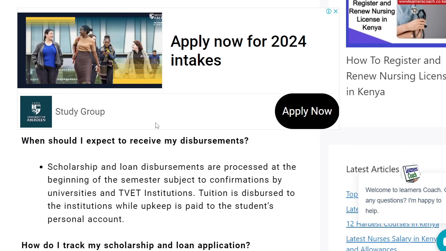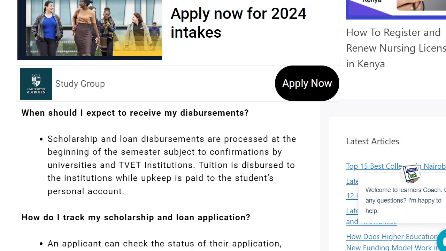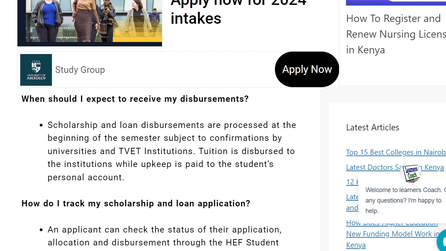When should I expect to receive my disbursements? Because this is another question that people normally ask. So scholarship and loan disbursements are processed at the beginning of the semester, subject to confirmations by the universities and TVET institutions. So tuition is disbursed to the various institutions, while upkeep is paid to the student's personal account. This is normally done during the application process.